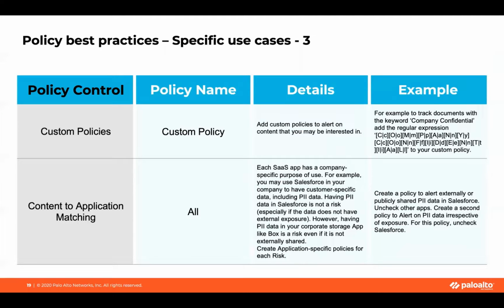Again, it is always good to add your own custom policies to track your unique sensitive data. It is best practice to create application-specific policies for each risk. For example, having PII data in Salesforce might not be risky, as your company wants to keep customer-specific data in Salesforce. But keeping the same data in Box might be risky.